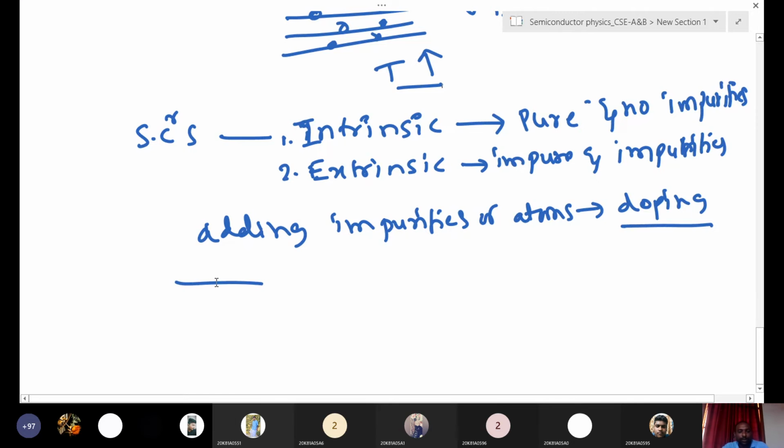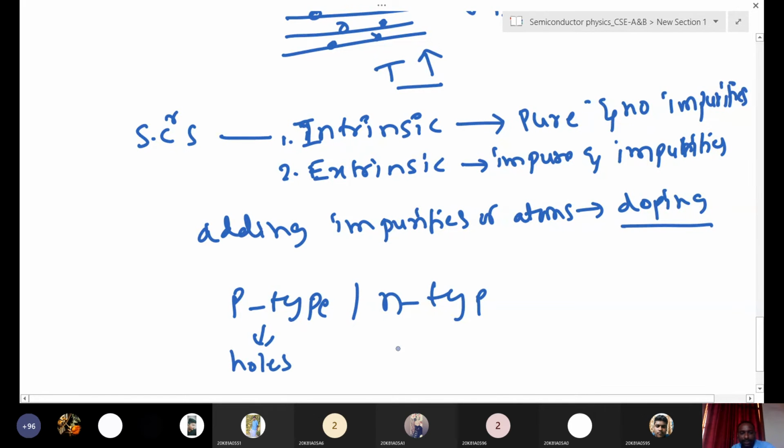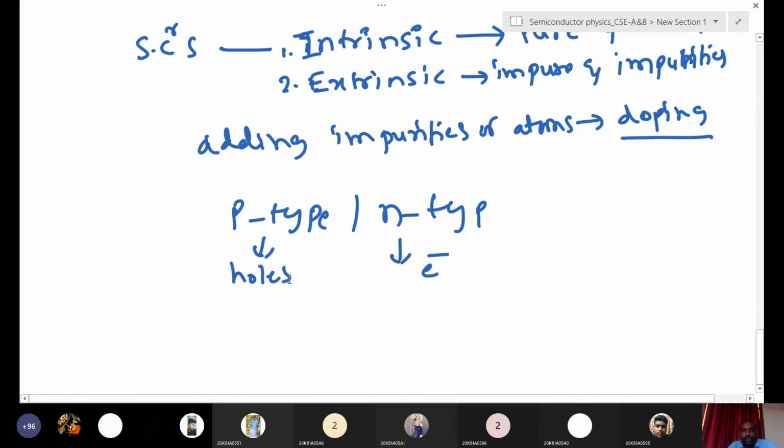Now, if you extend a semiconductor, we have two types. One is the p type semiconductor, another is the n type semiconductor. P type means the majority carriers are holes. N type means the majority carriers are electrons. Now we will see how the p type is forming and how the n type is forming.